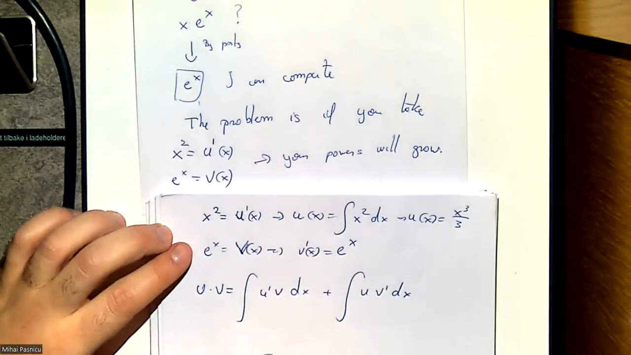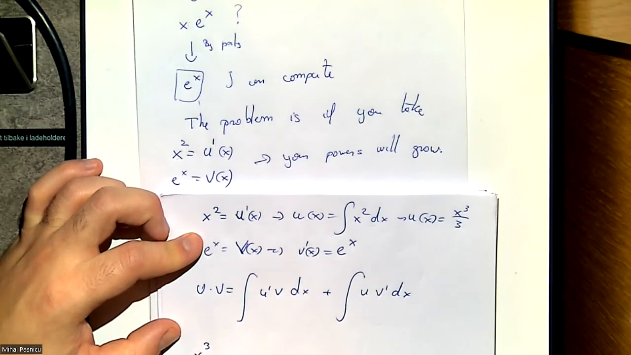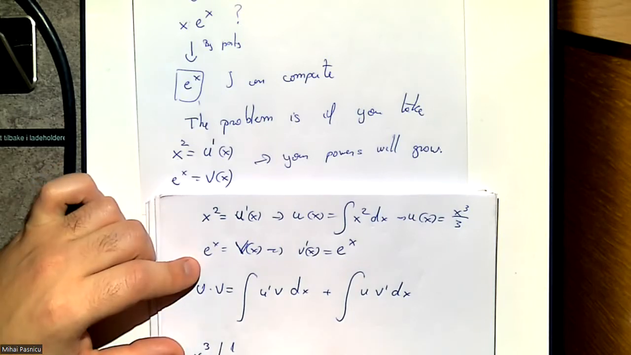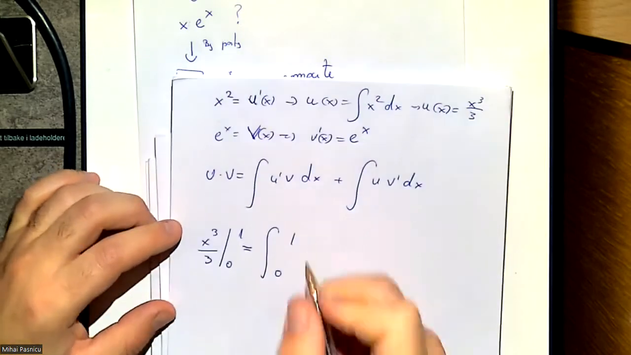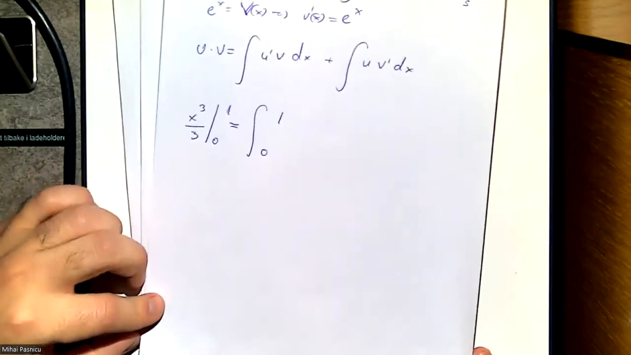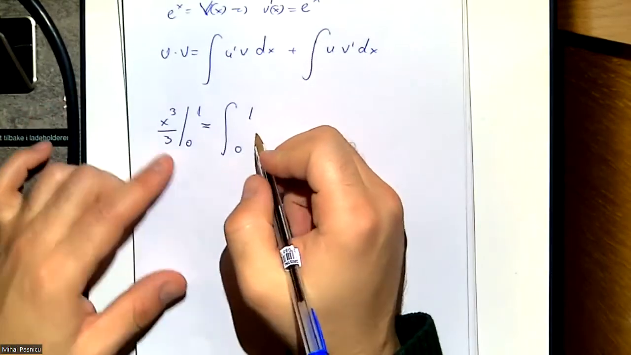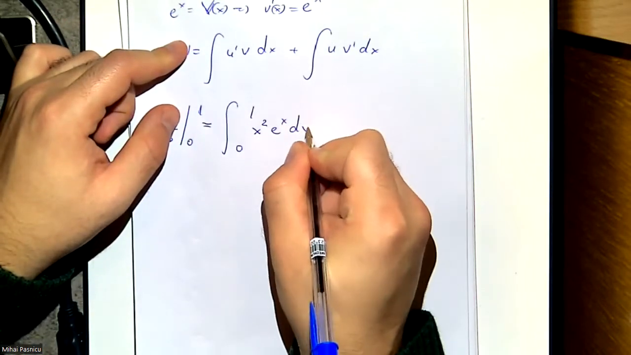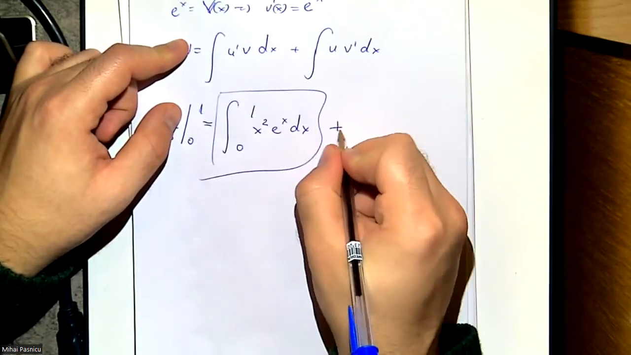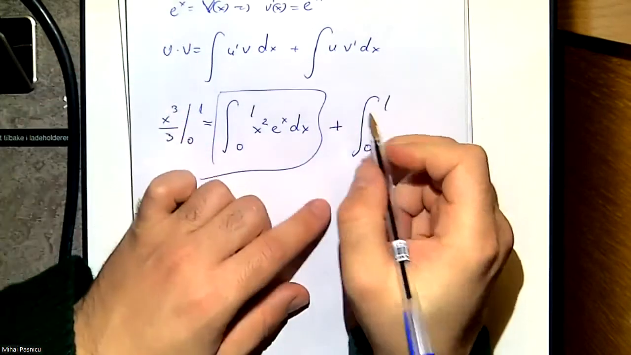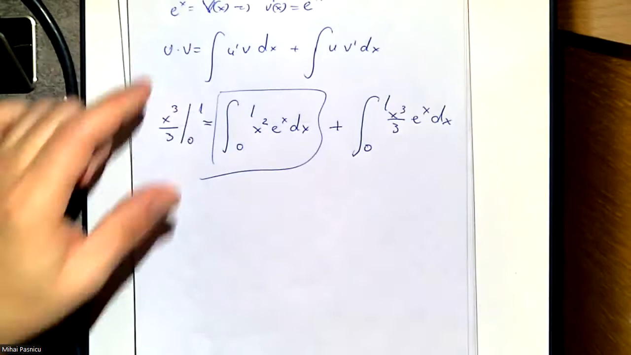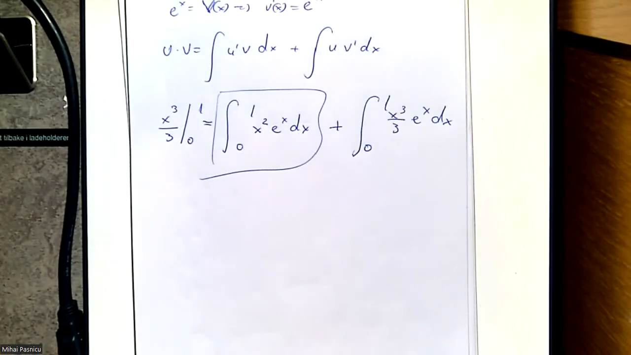Okay, now replace, and I get x to the third over 3 from 0 to 1 is equal to the integral from 0 to 1. I'll lift it up. So I'm just trying to keep the other one as well. u prime was x squared, v is e to the x dx. So this is the integral that I need to compute, plus the integral from 0 to 1, u is x to the third over 3, and this is e to the x dx again. Okay, so let's compare our situation right now.